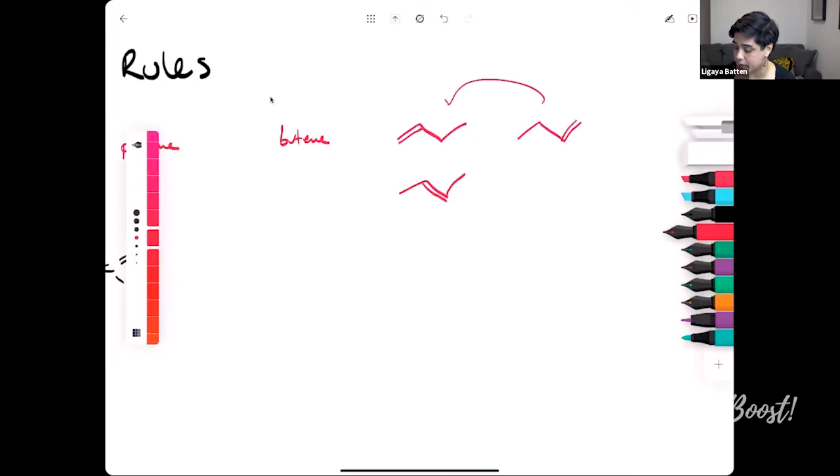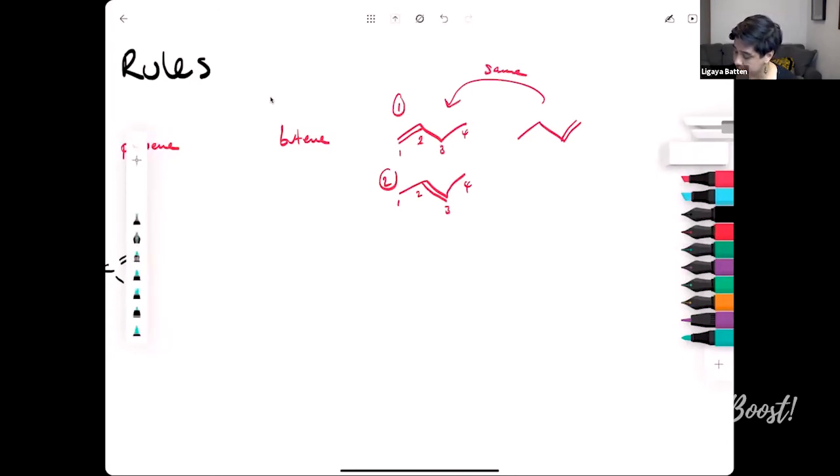These two are the same as each other. Okay, but we do need the number to know whether it's going to be but-1-ene, because that's the first carbon. 1, 2, 3, 4 is how we would name them. And here we would name 1, 2, 3, 4. So this would be but-2-ene. So we'd have to make sure that we write the number inside the molecule here.